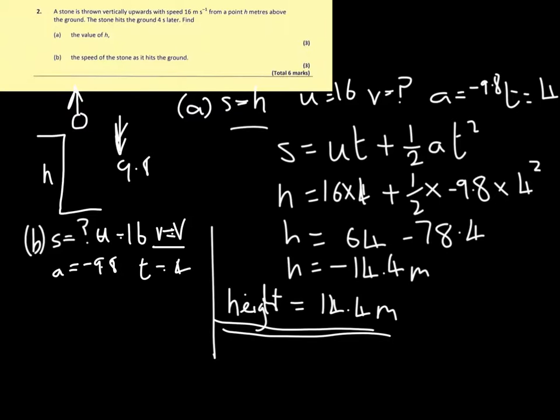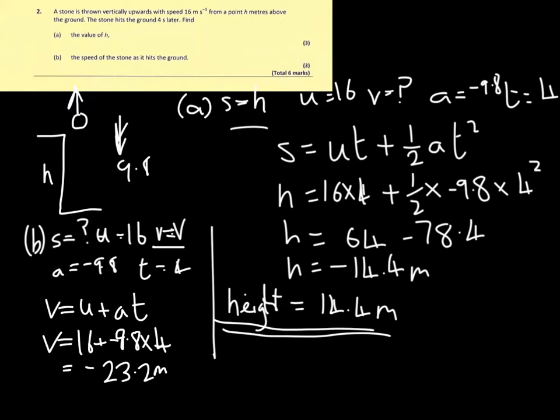Right, so what have we got this time? I want something that doesn't have S in it. That leaves us one option really. I'm going to have to use V equals U plus AT. So substitute the values in that we know. I want to find V, so that's 16 plus, well, acceleration is minus 9.8, and the time T is 4. You get the final velocity, it's minus 23.2 meters per second. Now, the question asks for the speed at which it hits the ground. Remember, that's different from velocity, so make sure you show the examiner you know the difference between the two things. Speed it hits the ground.